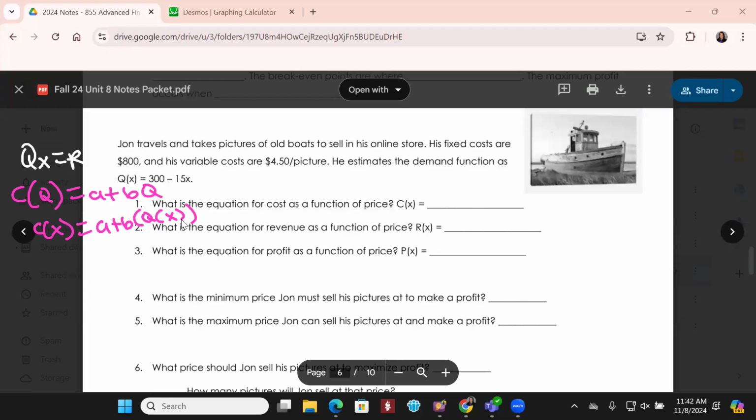Okay, so let's go ahead and create this. So C of X is found by taking your fixed cost. What's your fixed cost? His fixed cost is 800 plus how much does he sell the things for? 450. And then we would need to plug in Q of X. So 300 minus 15X. Remember, whatever the variable is inside of the parentheses, that's what should be in your equation. If it says Q, then there needs to be a Q in there. That makes sense?